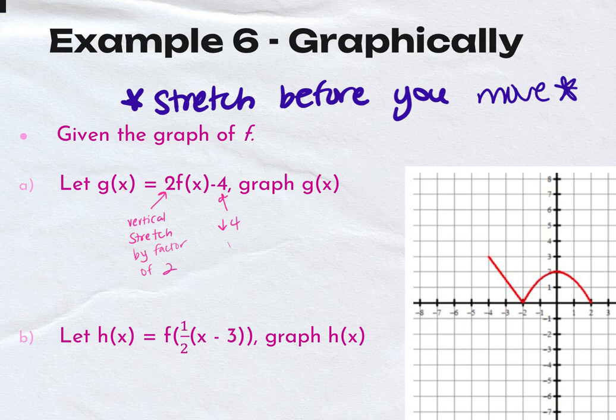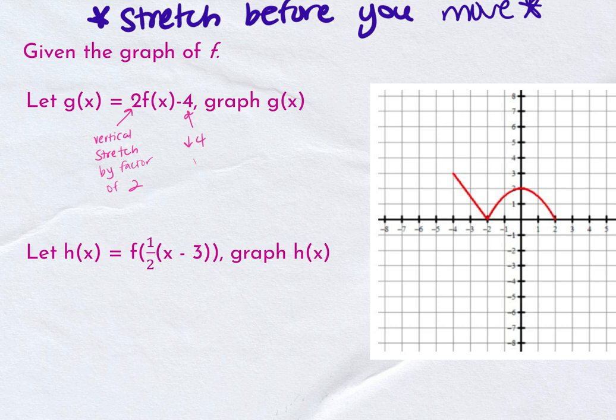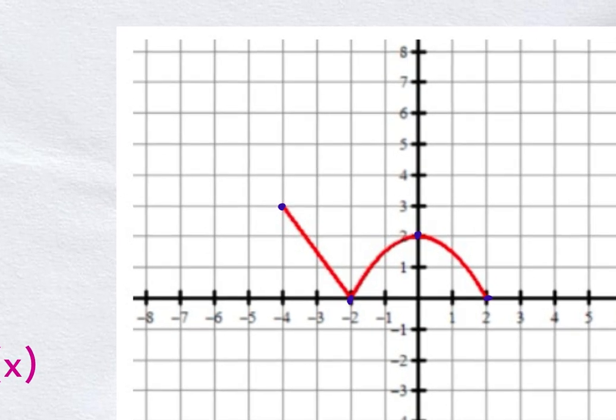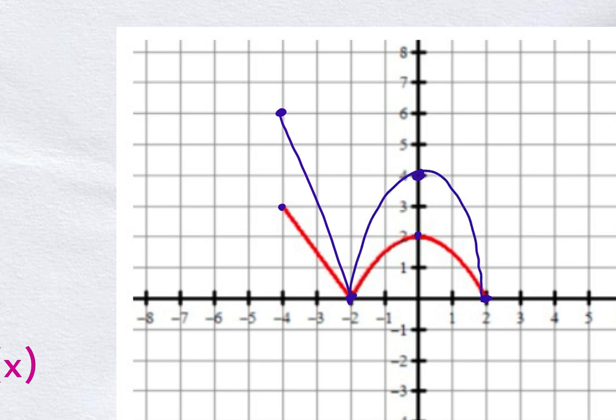All right, so I'm going to first stretch it. So all these y values, I'm going to take and double. I'm going to multiply them by 2. So my 3 becomes 6. My 0 would stay as 0. My 2 becomes 4. My 0 would stay as 0. So just the vertical stretch does that.